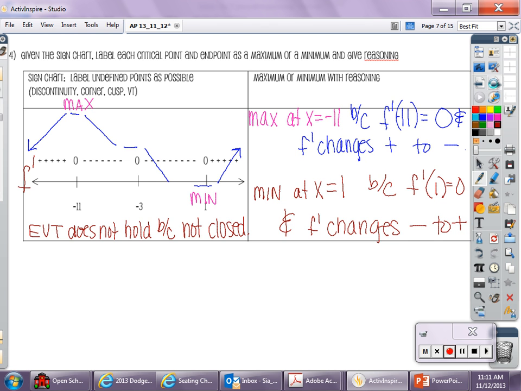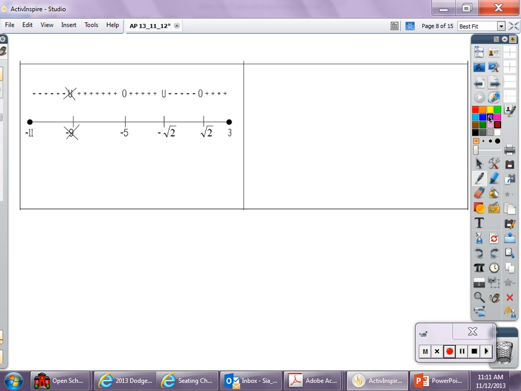All right? Second guy. So we're going to do the same thing. We're going to first answer the question of, given that there's an undefined, label it as a discontinuity, a corner, a cusp, or a vertical tangent. So, what does this mean that it's crossed out? Has to be a discontinuity. Crossing out means discontinuity. It means it's not part of the domain.